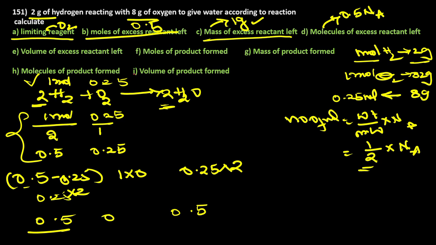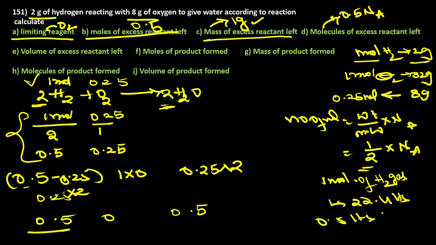So volume of excess reactant left. 1 mole of hydrogen gas contains 22.4 liters at STP. Then 0.5 mole of hydrogen gas contains how much? 11.2 liters. So the excess reactant left is 11.2 liters.